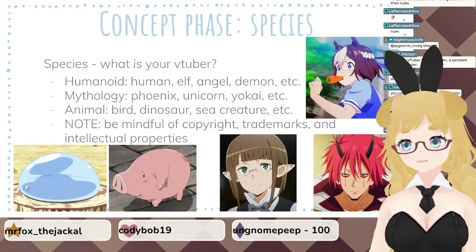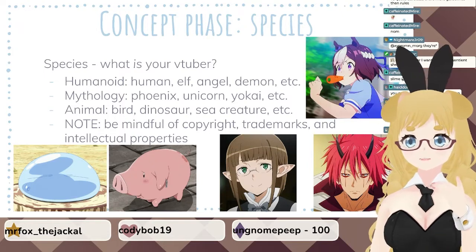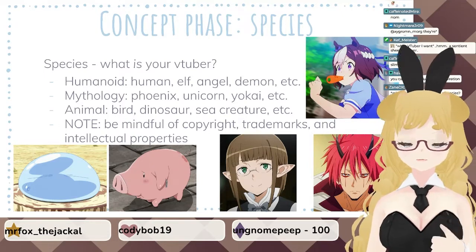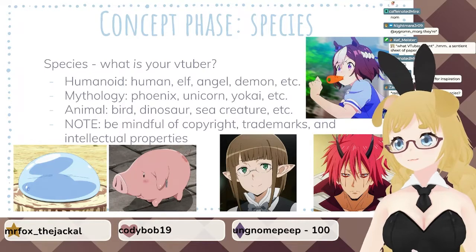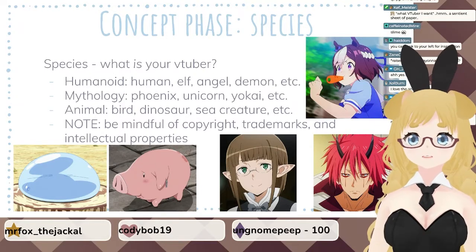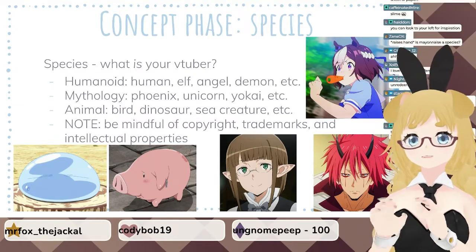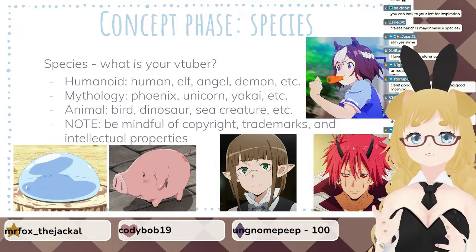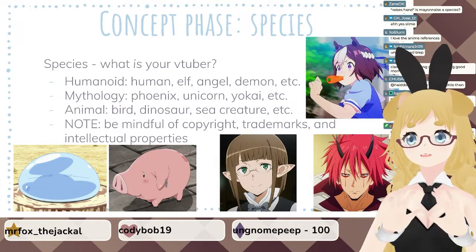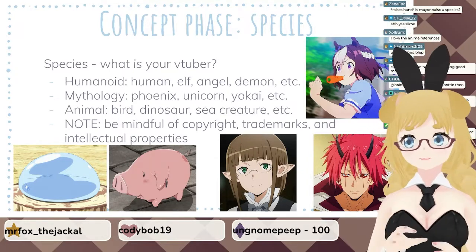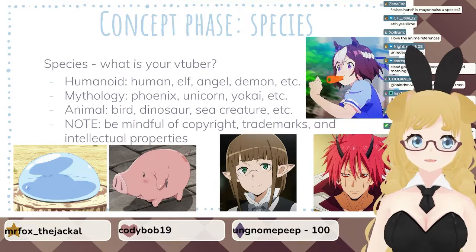When I was going through my rebrand, I had a list of options. I thought maybe I'll be a horse girl. Maybe I'll be an angel. Maybe I'll be an Alraune or a plant girl. So you can have more than one option set aside, but choose what you resonate with. Choose designs or concepts that you really like or are inspired by.